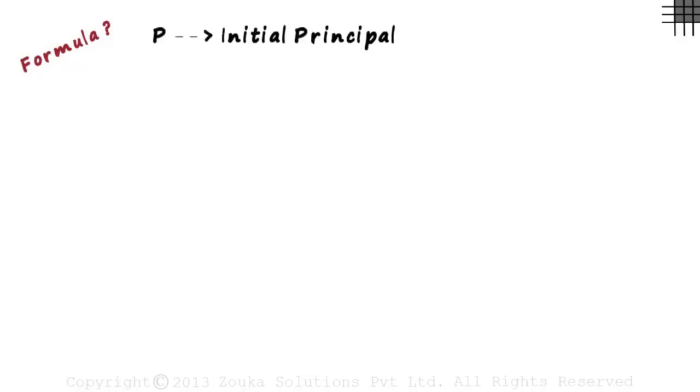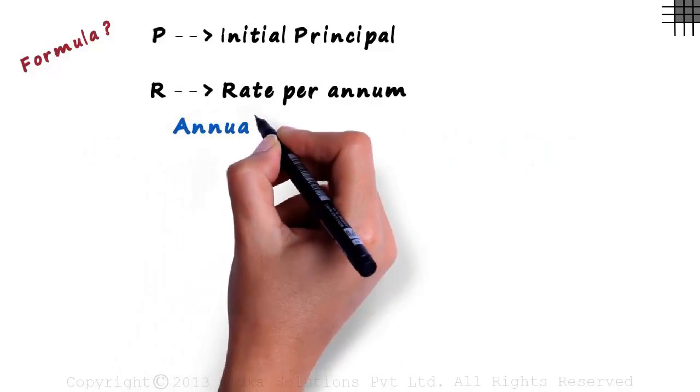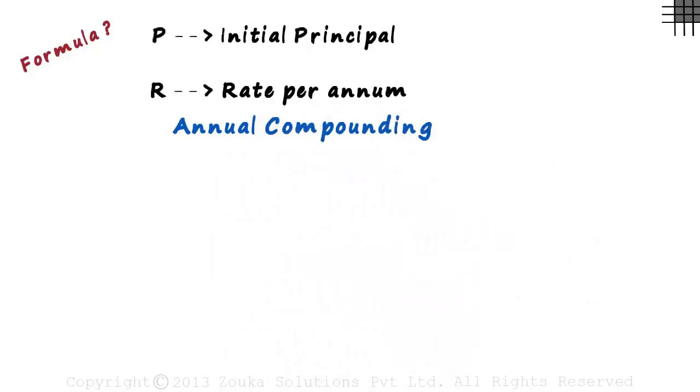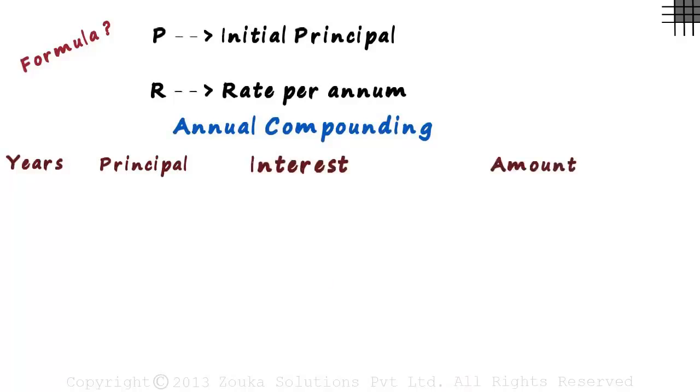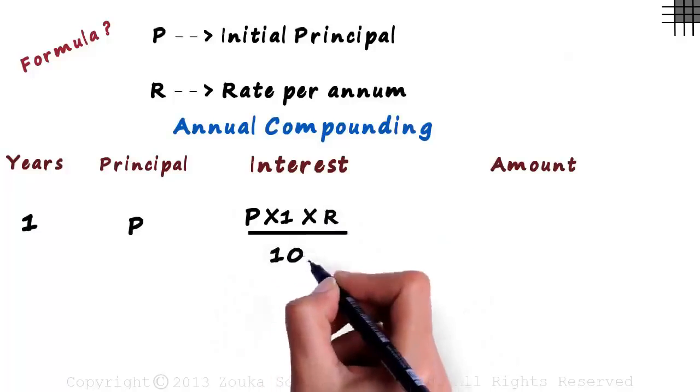Let P be the initial principal and let R be the rate of interest per annum. We will derive a formula for the amount at the end of n years. First, let's just look at annual compounding. We make columns of years, principal, interest, and amount. For the first year, the principal will be P. So the interest will be PTR divided by 100. That is P multiplied by 1 multiplied by R divided by 100.